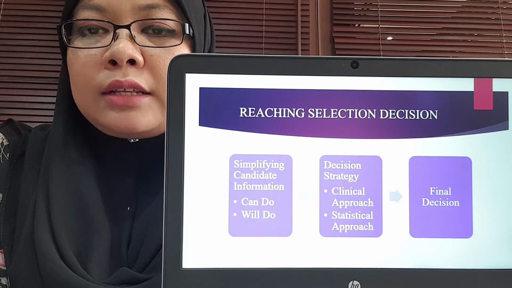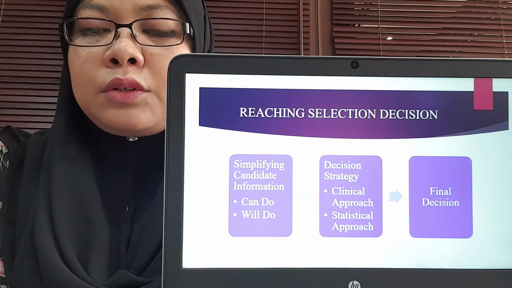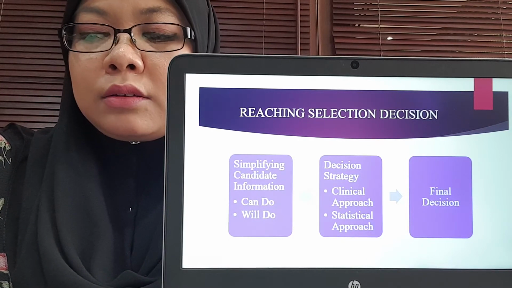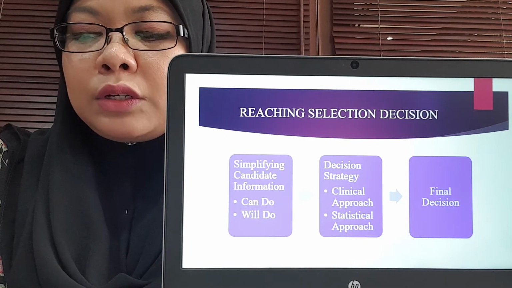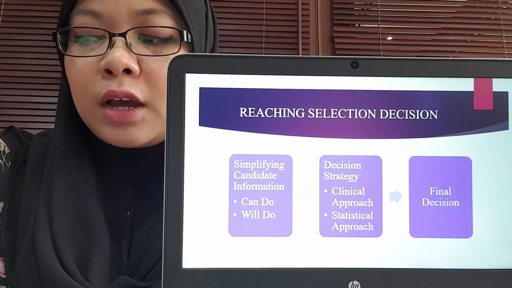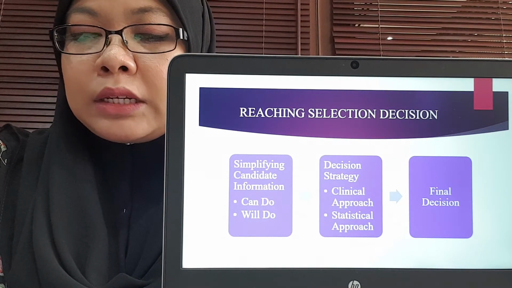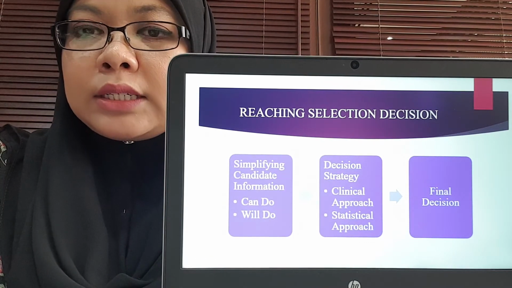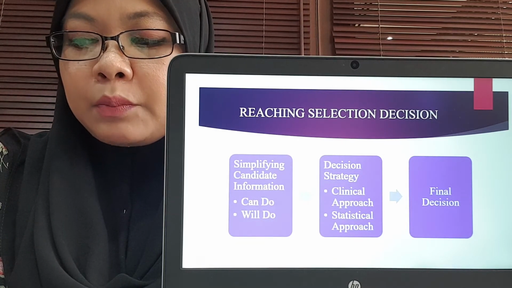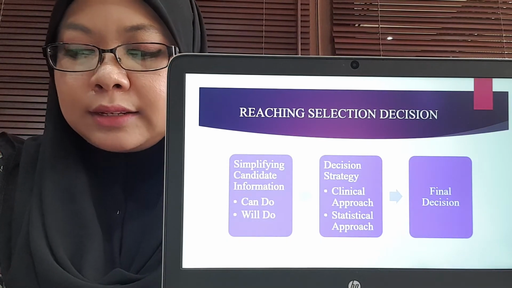Decision strategy. There are two types of approach that can be used for decision making, such as clinical and statistical approach. For clinical approach, they actually review all data on candidates and select them based on understanding of the job before reaching the decision. Hence, it is subjective in nature. Whereas the statistical approach is more objective approach and more accurate than a clinical approach. Evaluate through statistical data and highest score is selected.